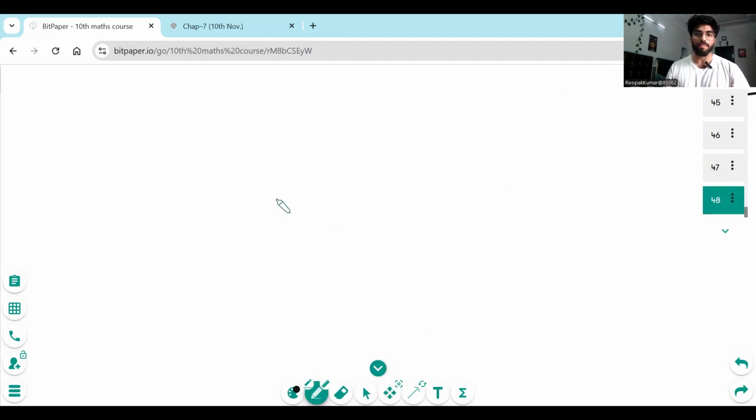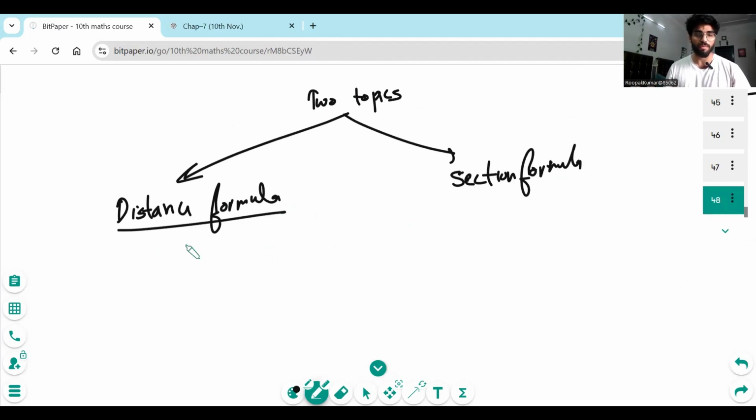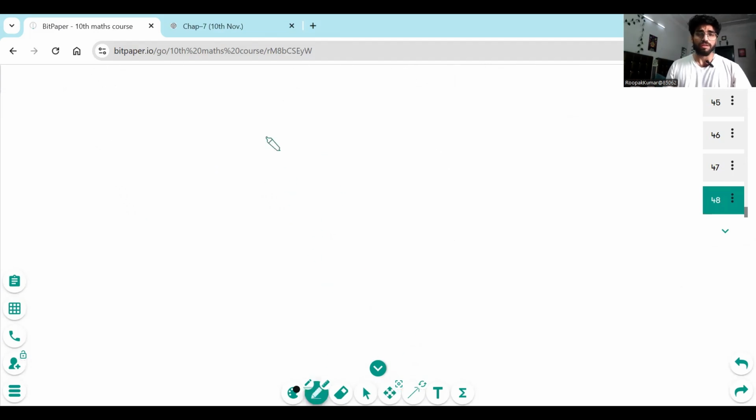Now, what are we going to talk about? Two major topics that we're going to talk about in this chapter. One is your distance formula, and the other one is section formula. There are various topics under the two categories. In the distance formula, that will be for the first exercise. Section formula will be the second exercise. So let's start the first exercise then. Distance formula. Now, what is distance formula?